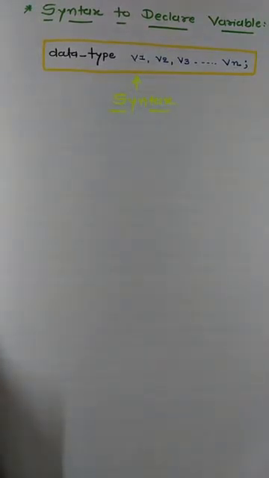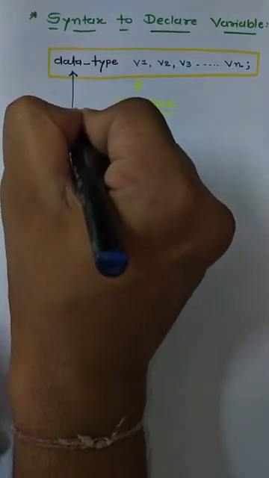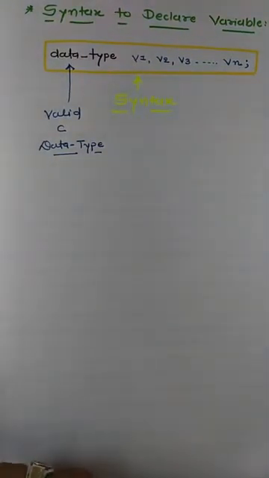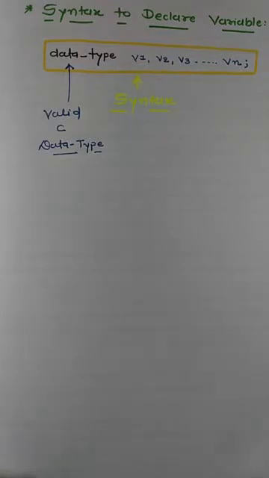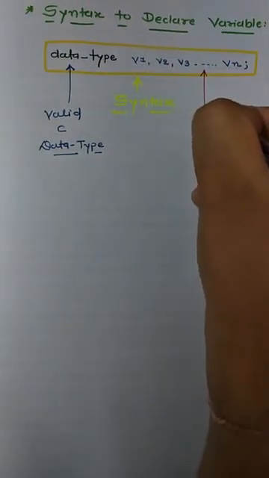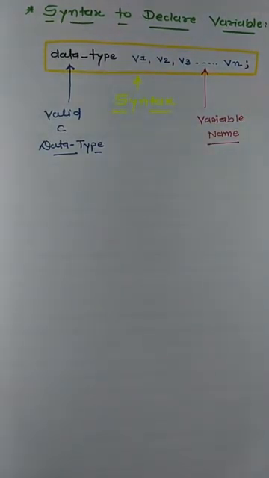Okay, so here data type is a valid C data type. મતલબ શું કે આપણે જે સી પ્રોગ્રામિંગની અંદર ડેટા ટાઈપ ભણી ગયા છીએ એમાંથી જ કોઈ એક ડેટા ટાઈપ હોવો જોઈએ. ઓકે, અને પછી ડેટા ટાઈપ પછી જે v1, v2, v3 અપ ટુ vn છે, તો એ વેરિએબલ નેમ છે.